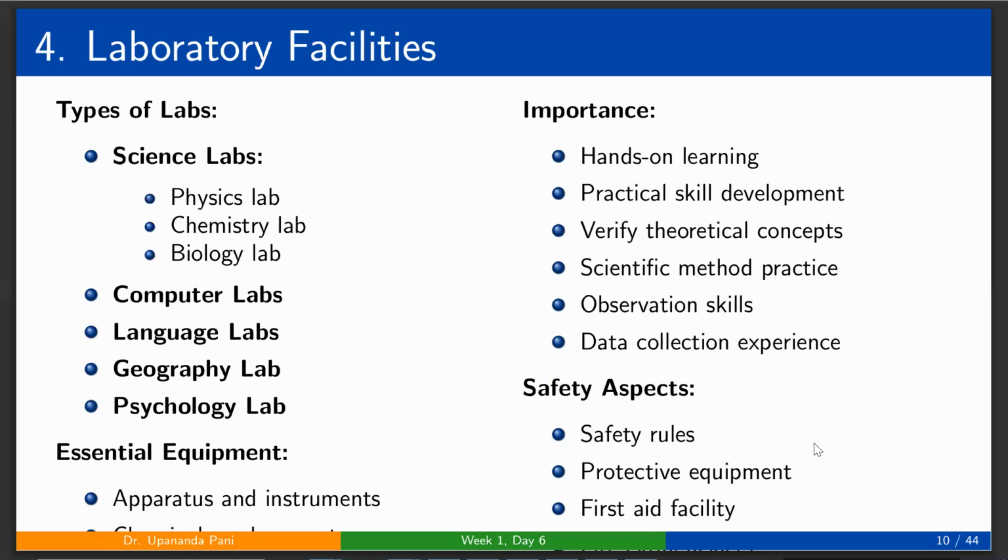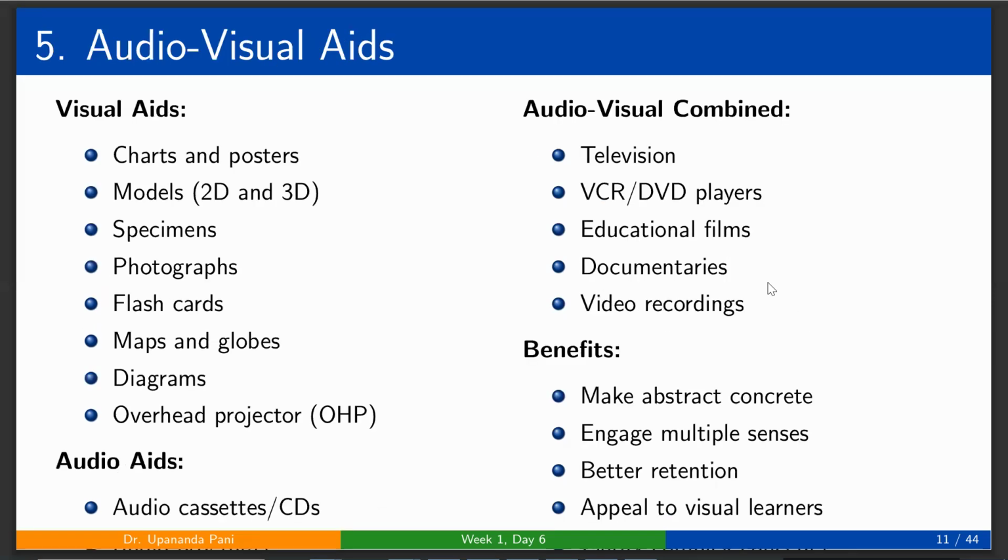Laboratory facilities, type of lab. So physics lab, chemistry lab, biology lab, and you can see computer labs are there, language labs are there, psychology labs are there. So these are basically laboratory facilities which are available. So I will not focus more on that because most of them you know it, right? So we'll focus on what we don't know.